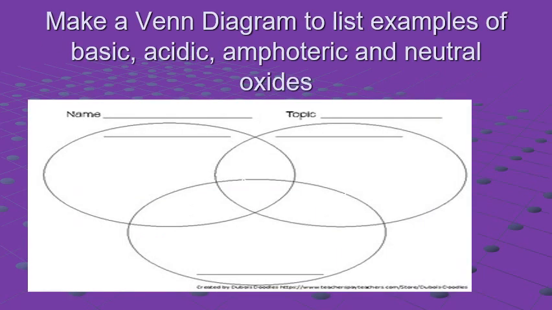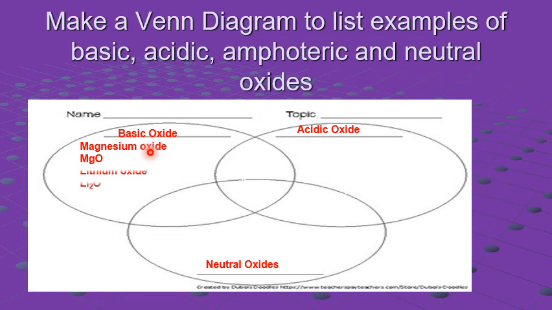So now we have a Venn diagram. We're going to complete this Venn diagram for the different oxides. First we're going to label them: basic, acidic, and neutral oxides. Now, what are some examples of basic oxides? Remember, these were metal oxides. We have magnesium oxide, metal and oxygen. You have lithium oxide, metal and oxygen. You have calcium oxide, metal and oxygen.